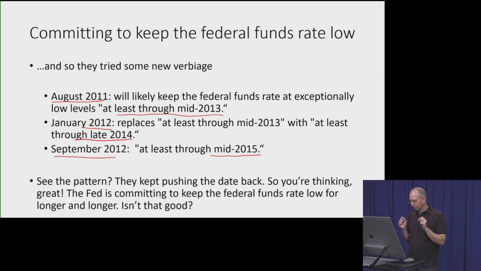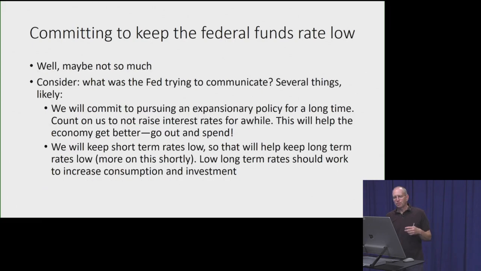And so the idea here is you're thinking, well, gosh, maybe the Fed is really communicating strongly that it's going to keep the federal funds rate low for a really long time. And isn't that a particularly good thing? After all, that's what the Fed's objective is. Well, let's think about what the Fed is actually trying to get the public to buy into. They're trying to get us to buy into two ideas. The first is that they're going to commit to pursuing an expansionary policy for a really long time. You can count on them, in other words, not to raise rates. This is going to help the economy improve, and we'll discuss this a little later in the fourth video. So you can go out and spend, and that should improve the overall economy.